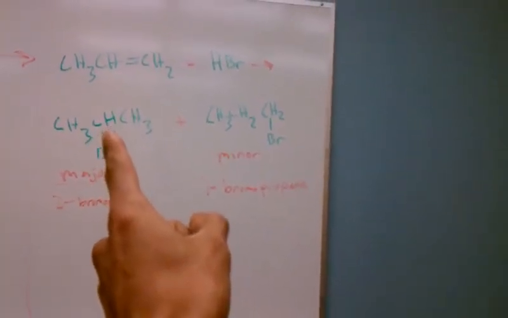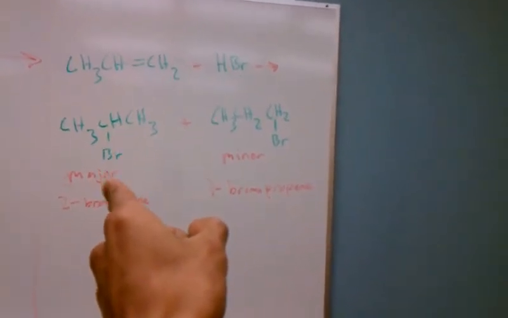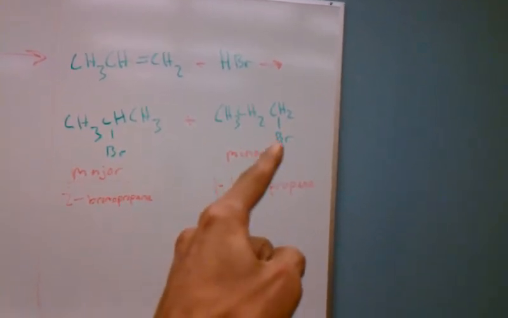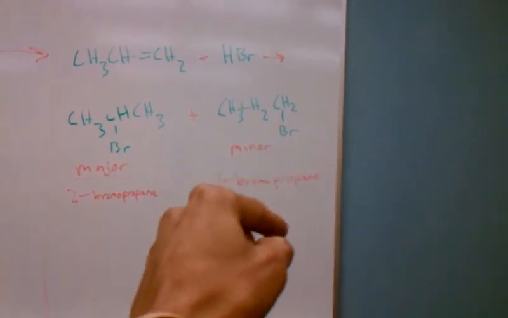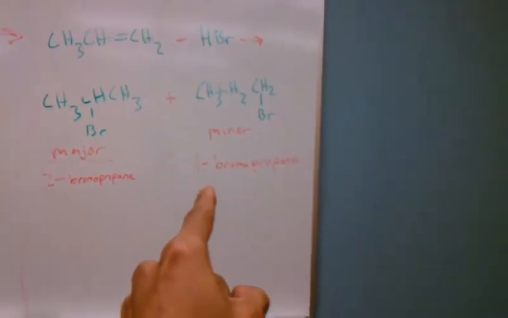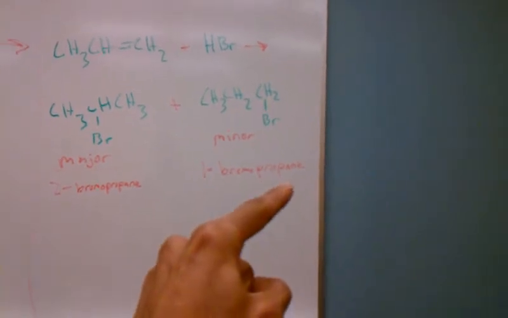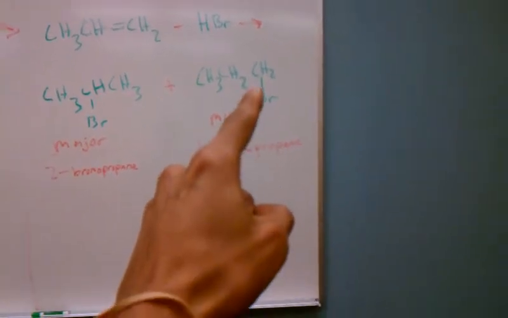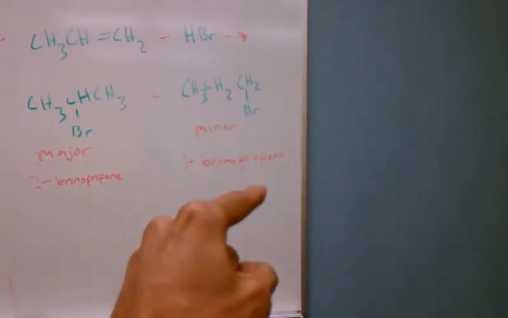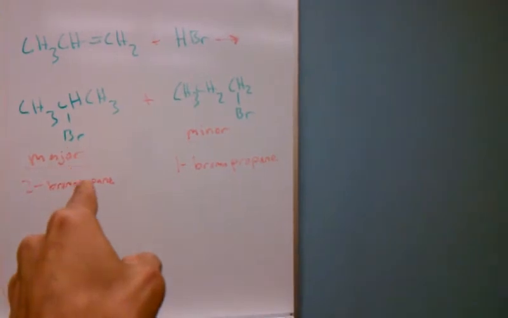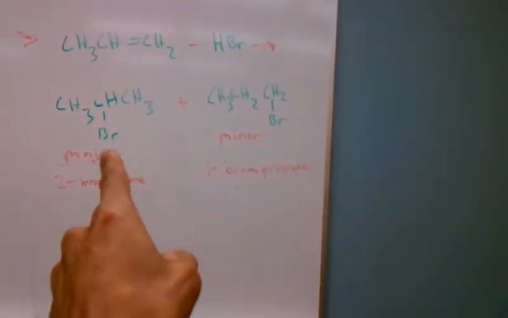See how this carbon that had only 1 hydrogen bound to it took on that negative part. This one, the carbon that had 2 hydrogens bound to it, took on the negative one. So it's just the reverse, and that's the minor product, and that's called 1-bromopropane, bromo being the bromine. And we say 1 because that's the number of the carbon, 1. And this is 2-bromopropane. That's the number of the carbon, 2.